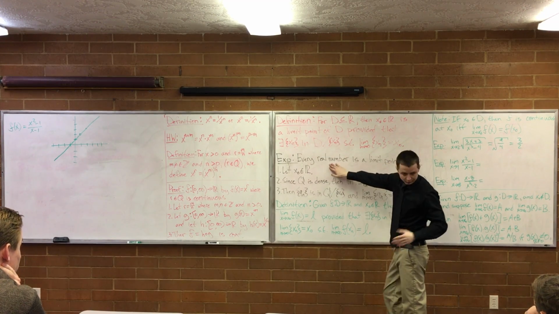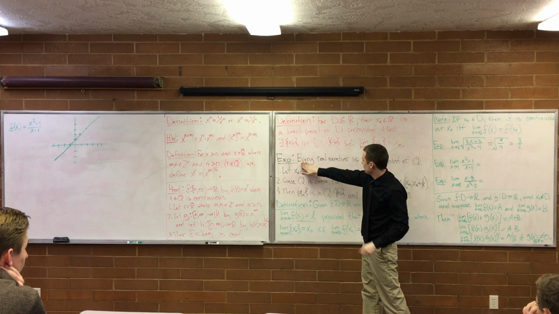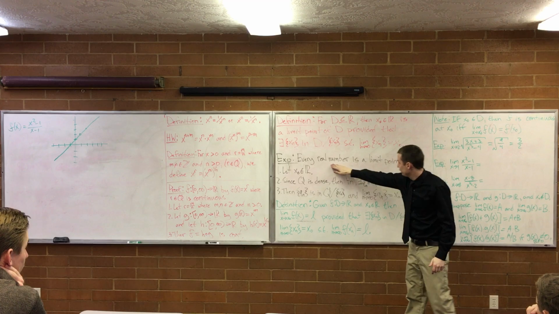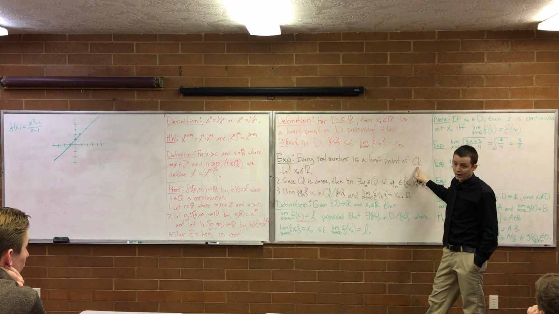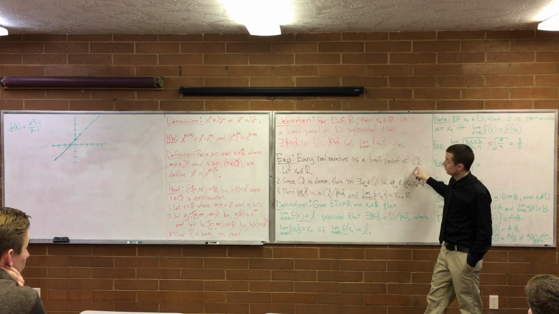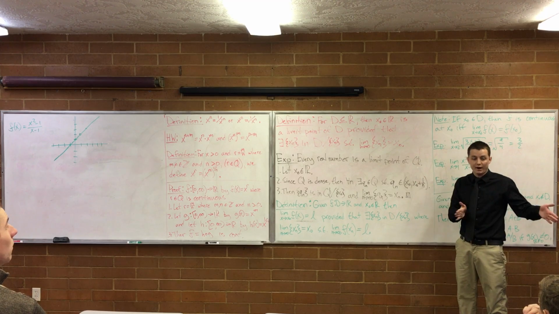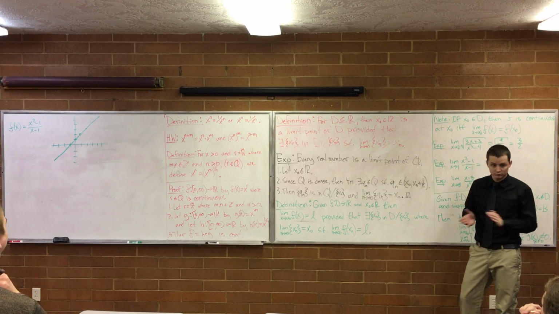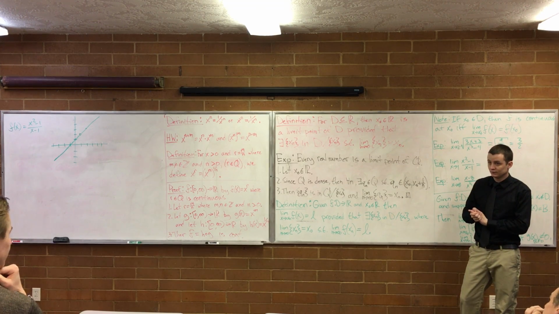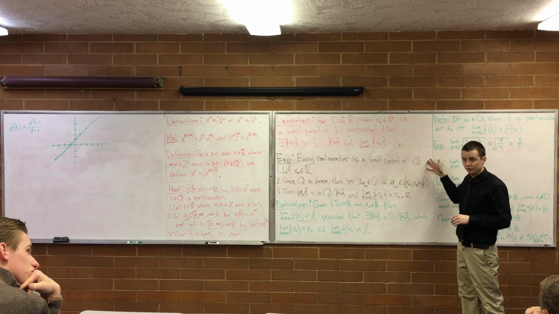Let's do another example. We've already talked about open intervals, 0 to 1, stuff like that. Let's look at this one. Every real number is a limit point of Q, the rationals. So I'm saying for any real number you pick, I can always find a sequence of rationals that don't include that number that converge to that number. Does that make sense? That's what we're going to prove. You with me on what we're trying to prove?